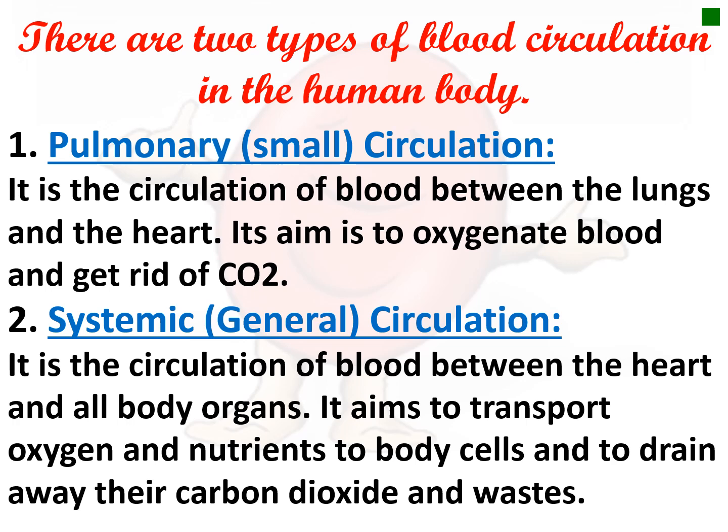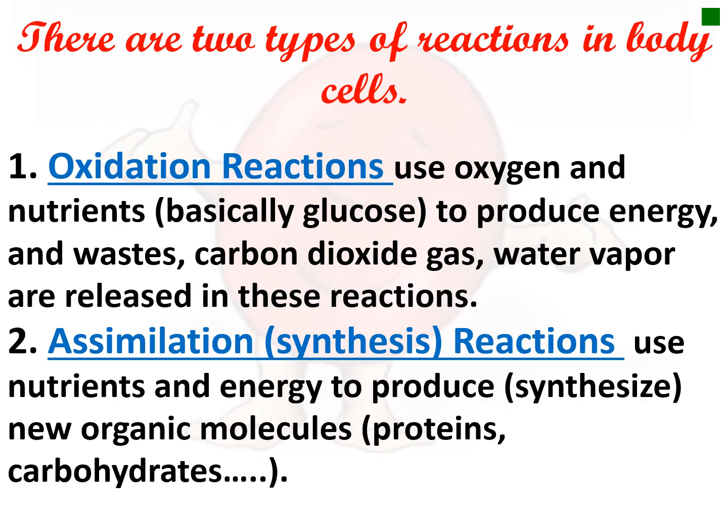We have two types of blood circulations. We have pulmonary circulation, where the circulation is between the lungs and the heart. It aims to oxygenate the blood and to get rid of CO2. While systemic circulation aims to transport oxygen and nutrients to body cells and to drain away their carbon dioxide and waste. It occurs between the heart and all the body organs.